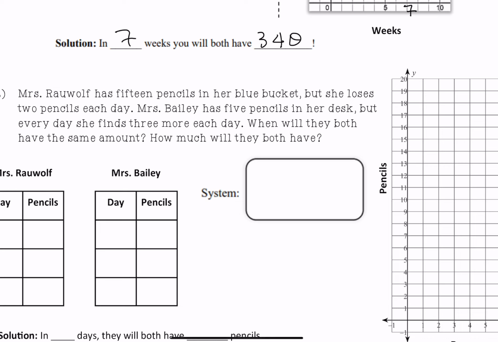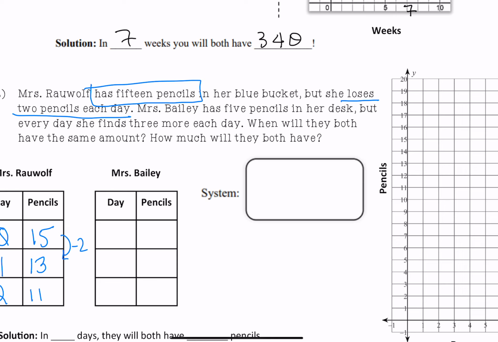Well, let's talk about Miss Robwolf. Miss Robwolf has 15 pencils. So on 0 days, she's already got 15 pencils. But she loses 2 pencils each day. So after 1 day, she's going to have 13. After 2 days, she's going to have 11. Because when you lose something, that's subtracting.